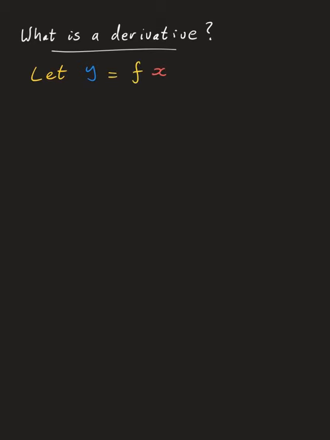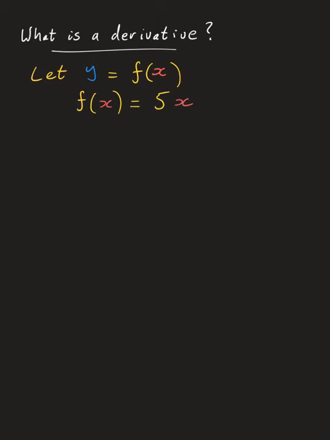The next topic we're going to look at is finding maximum and minimum values of a function using derivatives. Before we do that, I want to do a quick recap on what a derivative is. Let's start off with an example. Let's let y equal f of x as normal. In this case, we'll let f of x be equal to 5 times x.